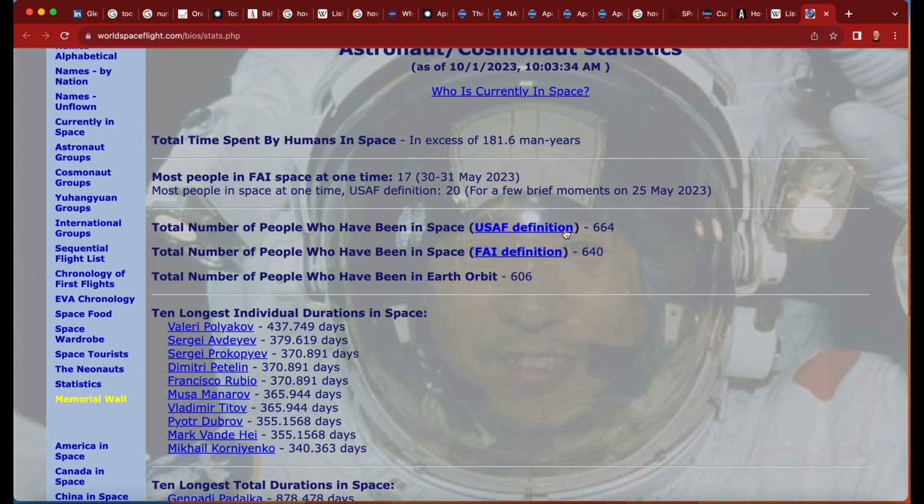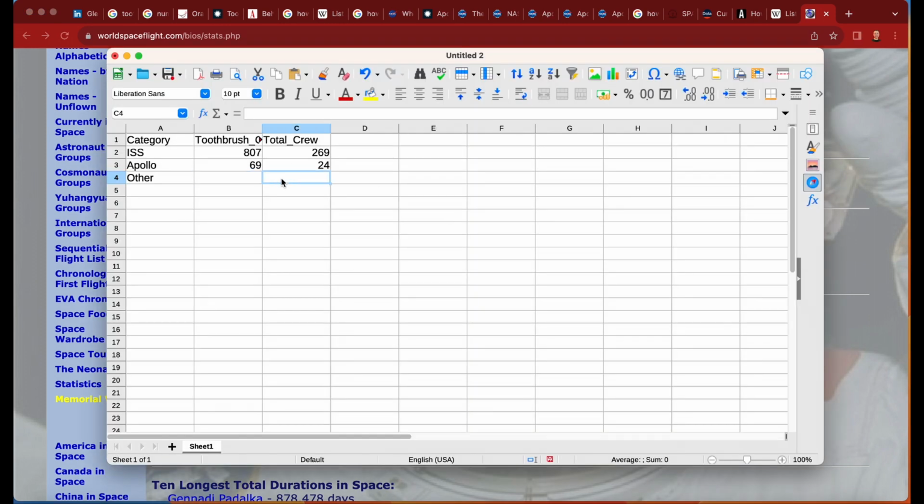So people who have been to space, we're going to use the FAI definition. Actually, no, because if they were only in space and they weren't in orbit, then that wouldn't count. They'd probably only be up there for a little bit. So let's say 606 people. So total equals 606 minus the sum of these ones, 313. And we're going to say this is also 3. Category total. Toothbrush we have equals the sum of this. Now this isn't exactly exact, obviously, but it is certainly interesting to look at.